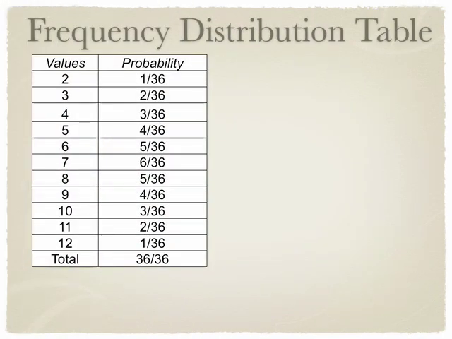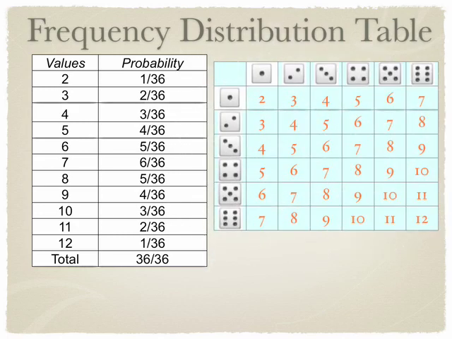What we do is we build a frequency distribution table. We take the information from the chart we made before, and we build what we call a frequency distribution table. The 4 5s are represented by the 4 in this table, or the 4 over 36. So out of all the 36 possibilities, there's 4 chances you're going to get a 5. Again, we would add up all those probabilities and get 36 out of 36.